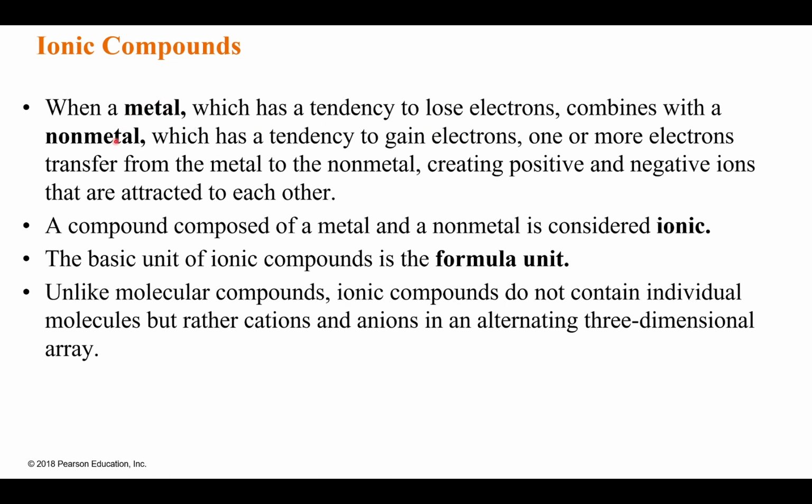As a result, we end up with charged species that get extremely attracted to each other because of the existence of opposite charge. This type of interaction is called electrostatic interaction. It's highly stabilizing. And we call those types of compounds ionic, and the smallest representative unit of these compounds is called a formula unit.